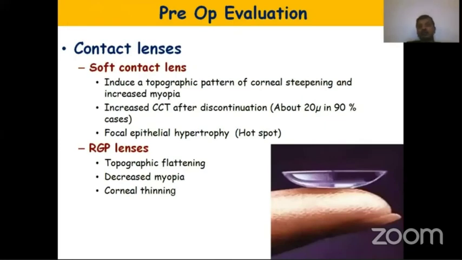And contact lenses. Most of the patients who opt for refractive surgery will be using contact lenses, either soft or RGP lenses. Soft contact lenses induce some degree of topographical corneal steepening, and also cause increased corneal thickness after discontinuation, up to 20 microns in 90% of cases. So ideally, advise patients to stop using soft contact lenses for at least 2 weeks, and RGP for at least 3 weeks, to get back to the normal cornea.